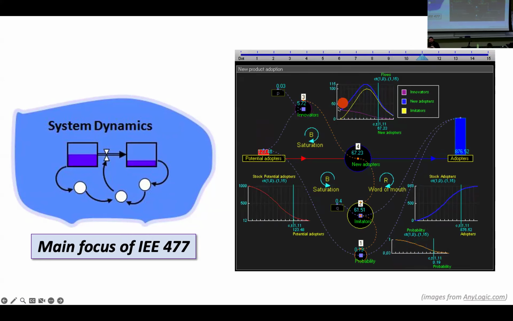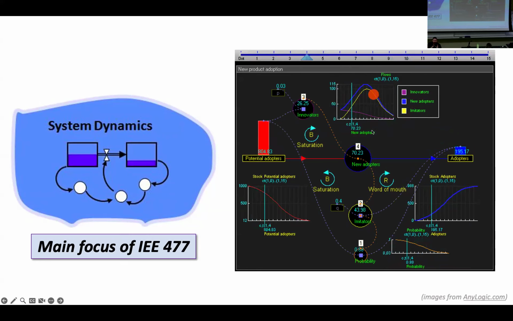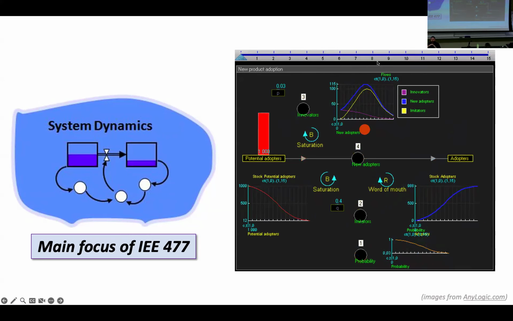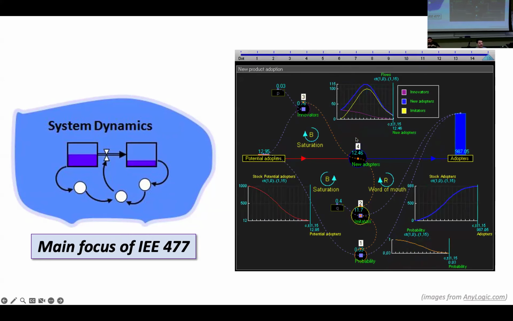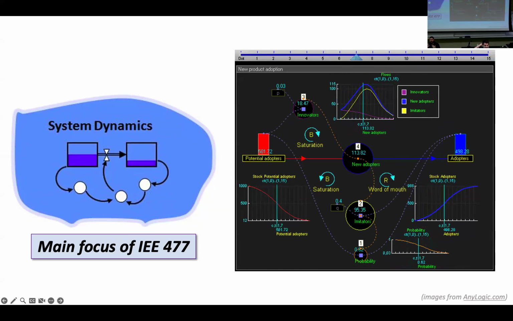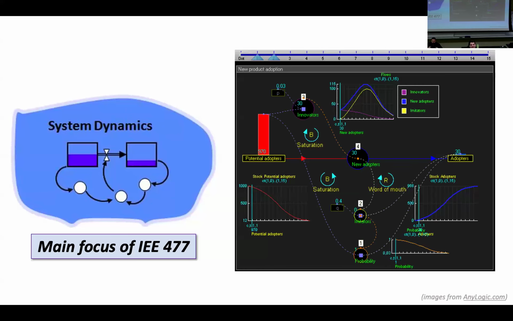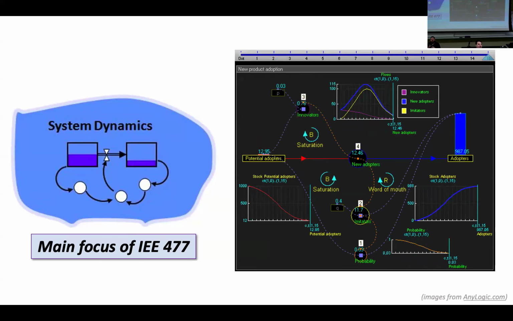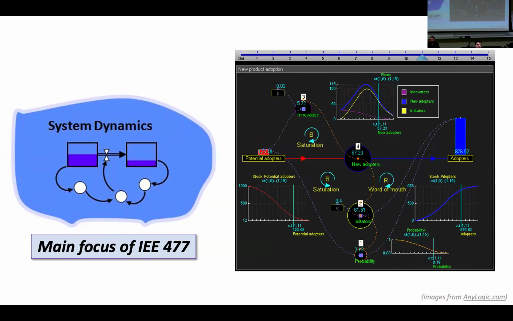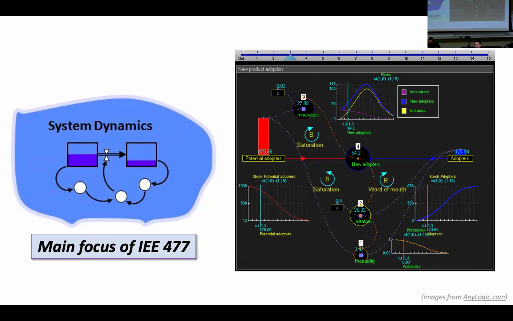So they talk about you've got the innovators and new adopters. You get this peak and flow that happens roughly in the middle of the cycle before everything saturates. This is the type of analysis you do with a system dynamics model. Again, it's not talking about how likely you are to buy the product. It's saying, on average, roughly speaking, what's the pattern going to look like as you move towards market saturation? That's a system dynamics model.